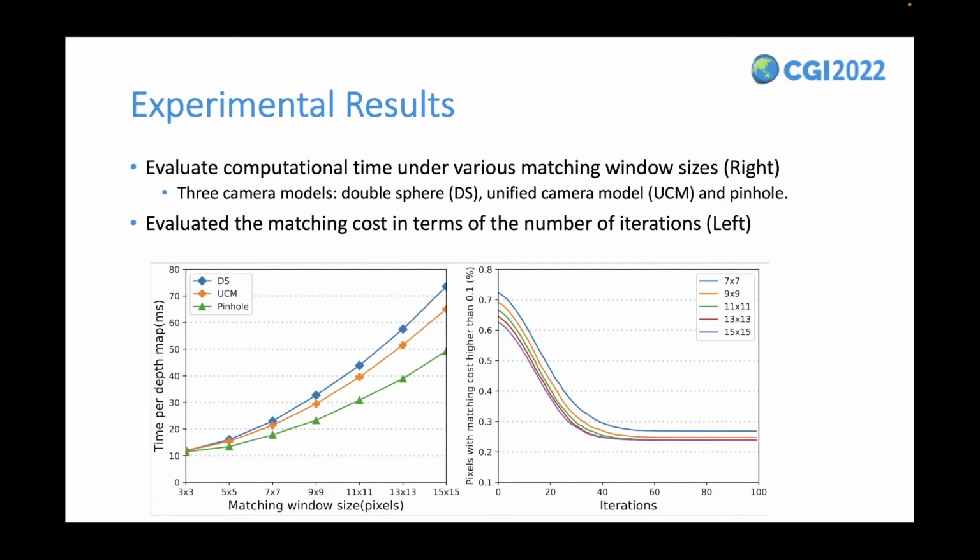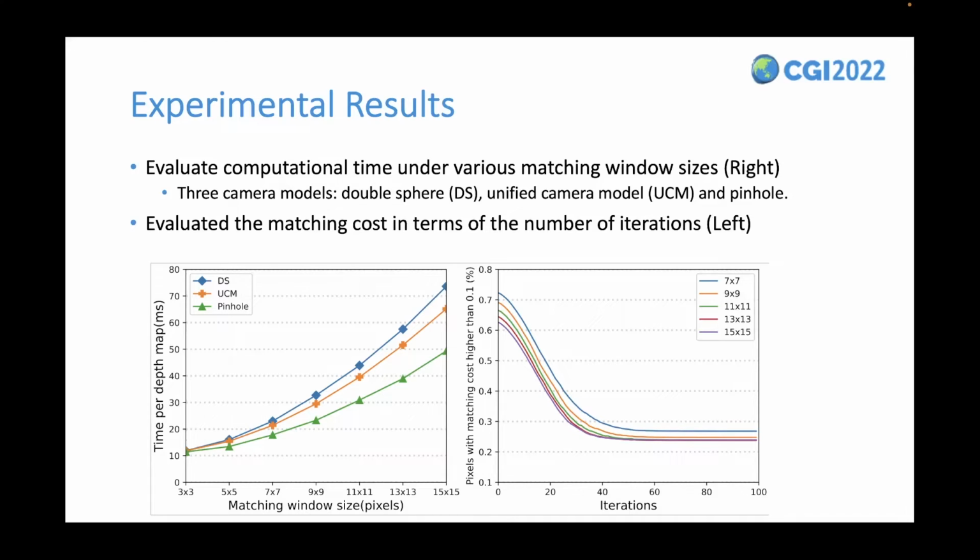Here we show more experimental results. The left figure shows the evaluation of computational time under various matching window sizes. The figure shows 3 camera models, and the pinhole means we first rectify the ultra-wide-angle images. The computational time is influenced by the projection function of the camera model. Thus, the double sphere camera model takes a longer time.